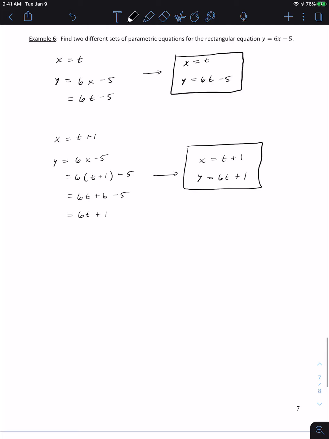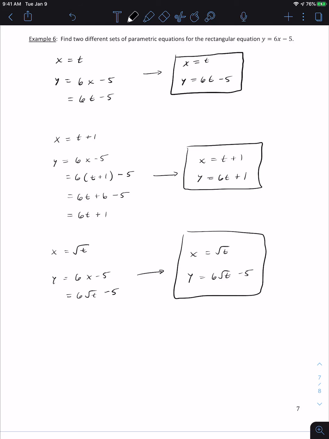And I could literally do anything I want. So x equals the square root of t. If I did that, then y equals 6x minus 5, so y would equal 6 radical t minus 5. So that's another set. x equals radical t, and y equals 6 radical t minus 5.